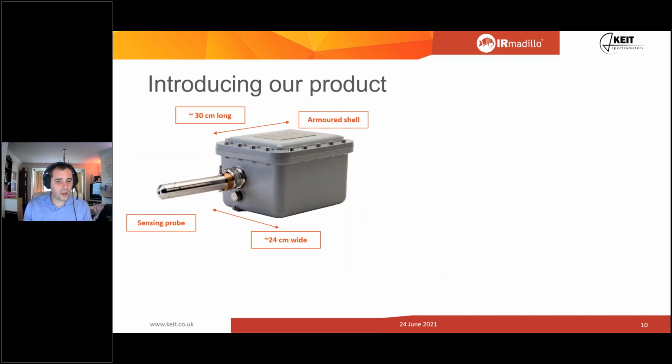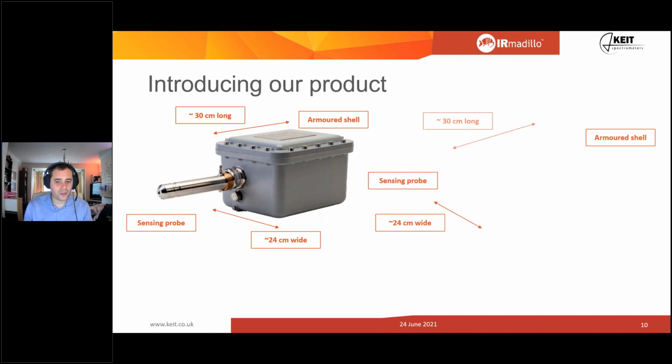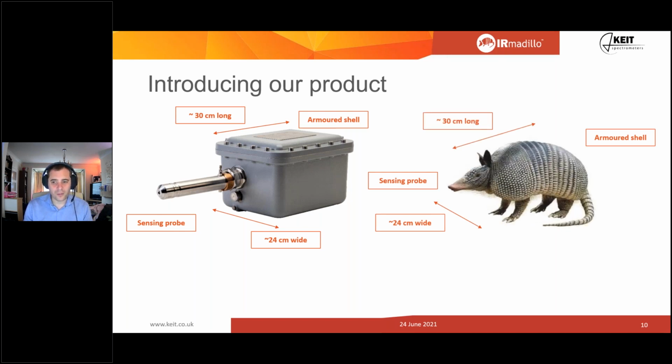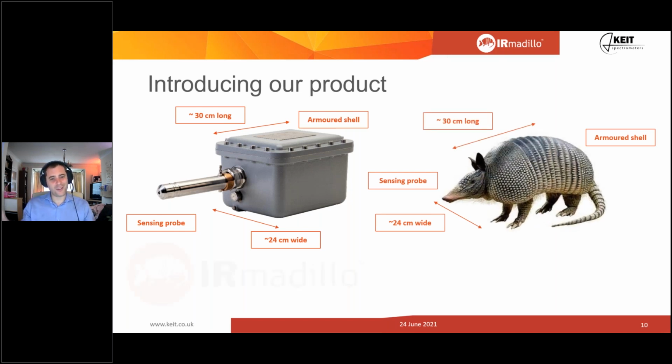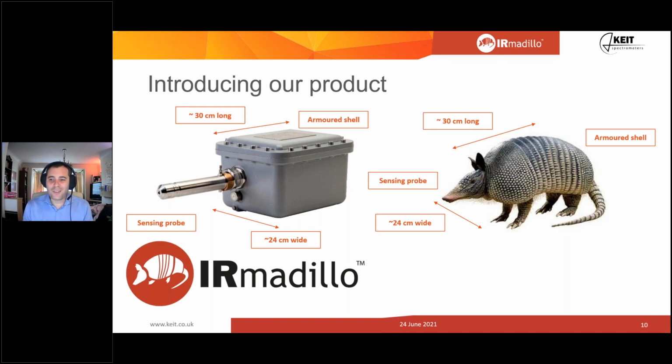So the thing I want to talk about, it's about 30 centimeters long. It's got an armored shell, 24 centimeters wide. It's got a sensing probe. And when we made it, we thought, well, what else has a sensing probe about the same size and an armored shell? And we came to the conclusion it was an armadillo. So everyone has to have a pun on the word infrared if you work in our industry. So our product is called the IR Armadillo.